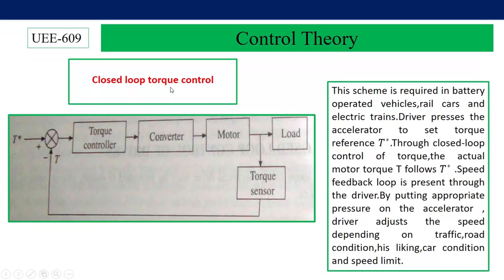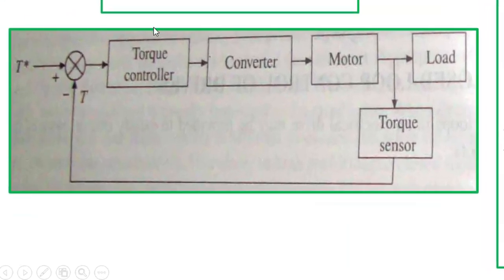So, closed loop torque control. Here you can see there is a torque controller, converter, motor, load and a torque sensor. T star is the reference torque or the desired torque. T is the actual torque which is obtained from the torque sensor. So if the actual torque becomes equal to the desired torque, then the error becomes 0. That means the desired torque is achieved.